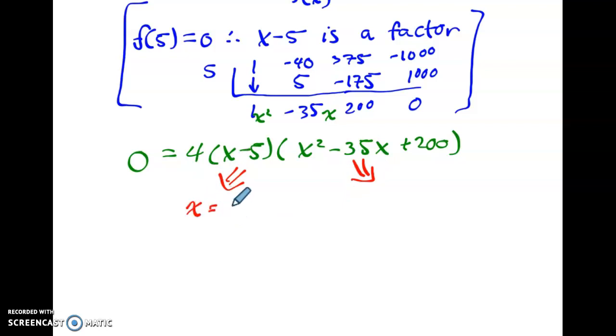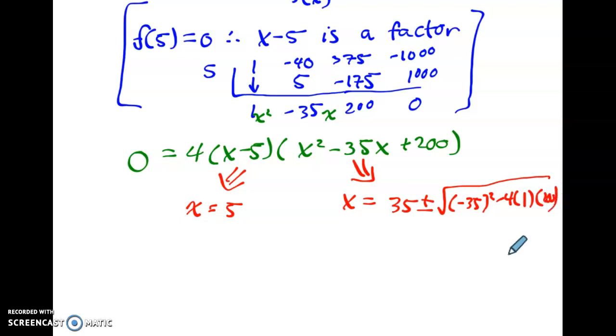One answer that we get is x equals 5. We do still need to solve this second one. Okay, so we're setting it equal to 0 to solve it, which means we can use the quadratic formula. So x is equal to negative b plus or minus the square root of b squared minus 4ac, all over 2a. And we get that this is 35 plus or minus the square root of 425 over 2.